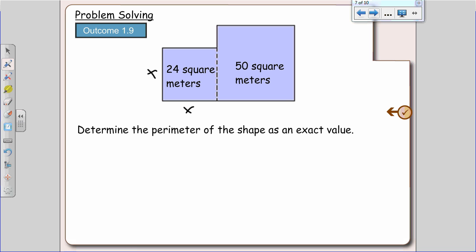Liam said take the square root of 24, which is going to be a good hint. Because if you took the square root of 24, and you multiplied it by the square root of 24, what do you get?